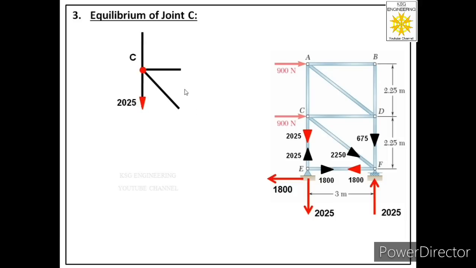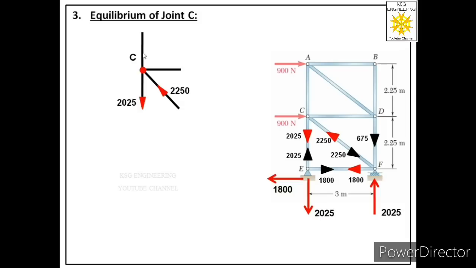Now let us observe the next known member, that is FC. In member FC we have found that the force is a compressive force. It is acting away from joint C and towards joint F. So it is acting away from joint C, so joint C will offer equal and opposite reaction. That means in the free body of joint C, we will consider the direction towards joint C. Look over here.